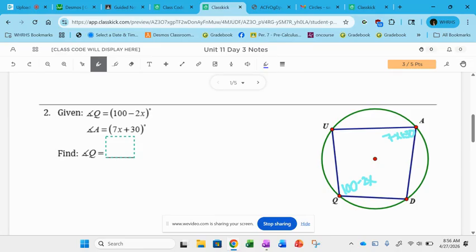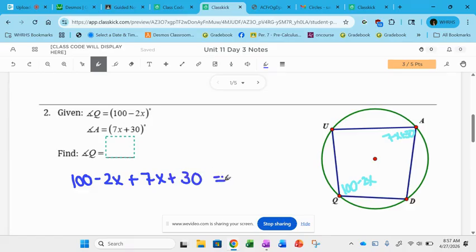So I started off by labeling my information into the diagram. And once you label the information into the diagram, what is it that I hope you remember? That if a quadrilateral is inscribed in a circle, then the angles across from each other add up to 180. So your equation should have been 100 minus 2x plus 7x plus 30 equals 180.